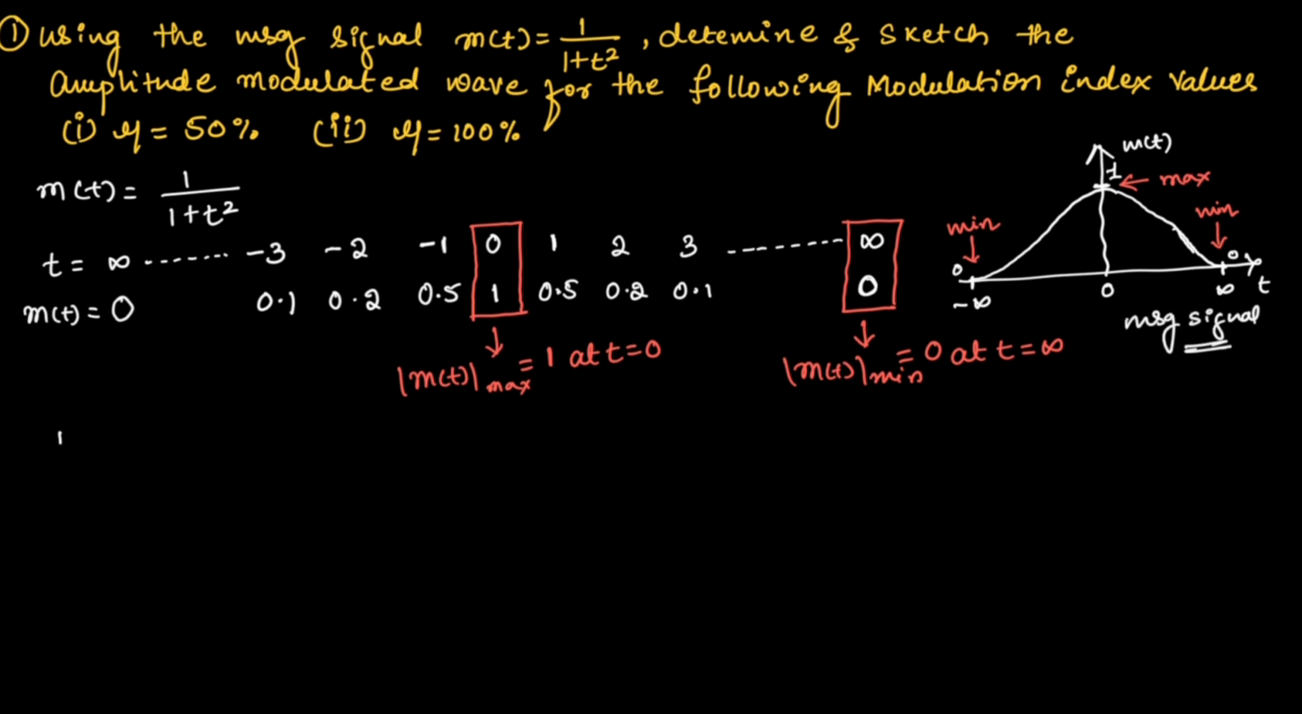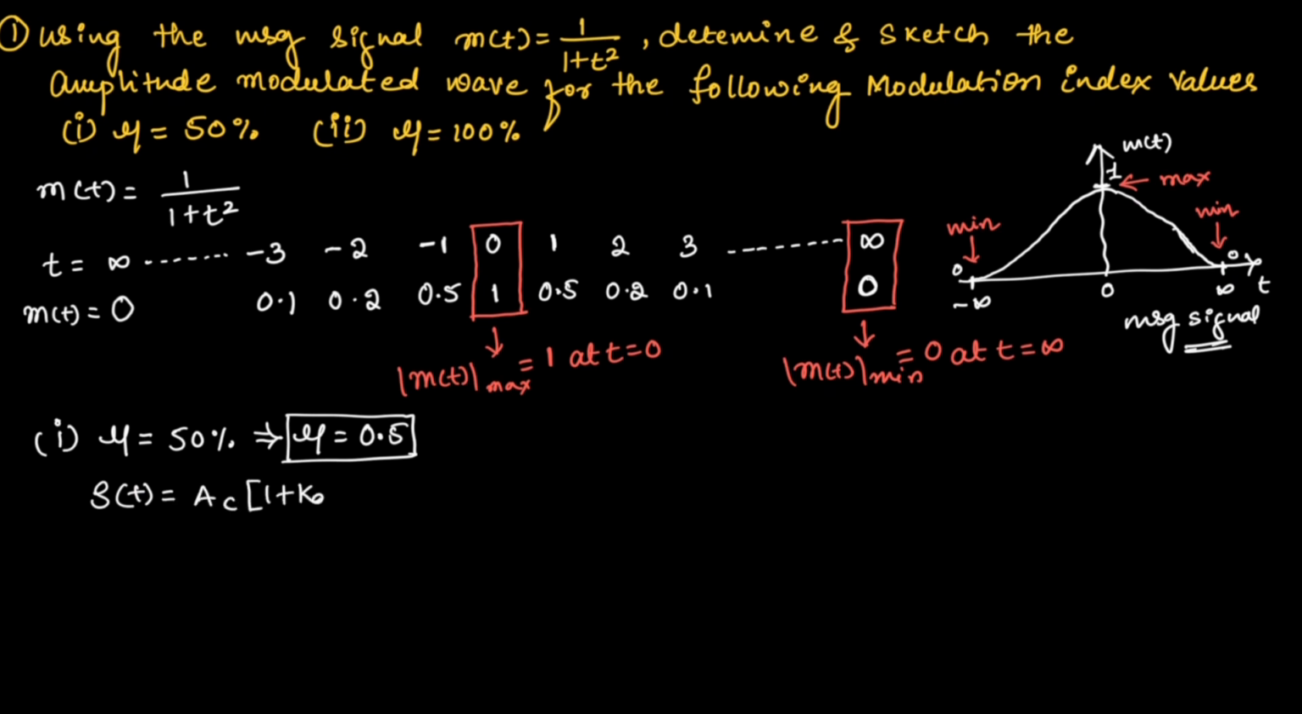Now let us take the first condition where mu is equal to 50%. So if we say mu is equal to 50%, which means we can take mu is equal to 0.5. We know the standard equation for modulated signal as s of t is equal to AC into 1 plus Ka m of t into cos 2 pi fct. Let us take this as equation number 1.